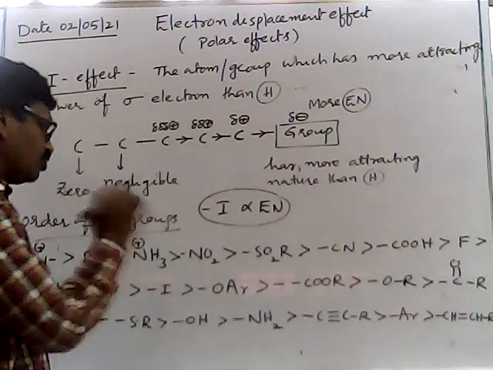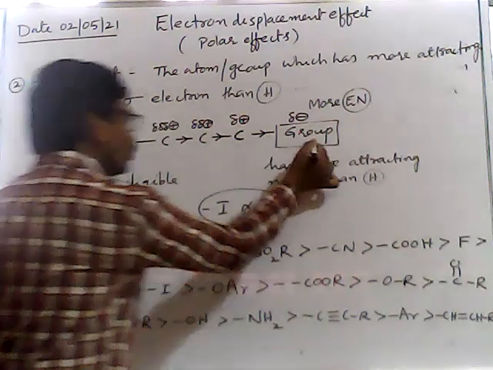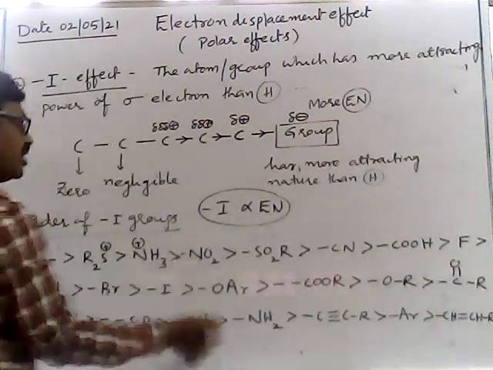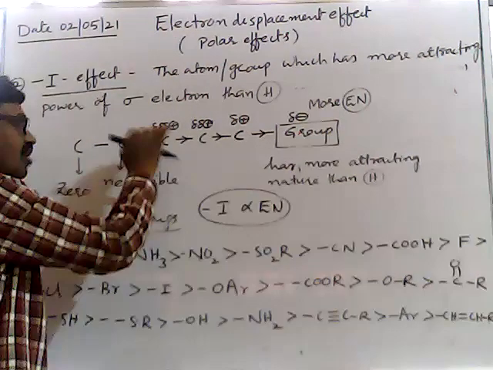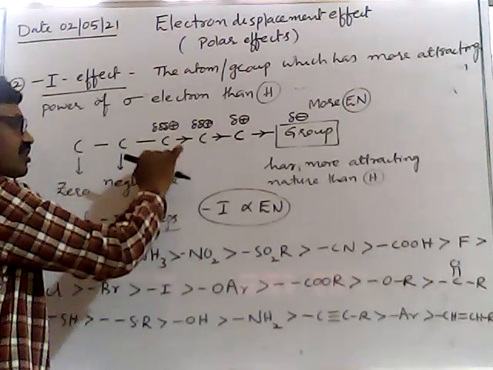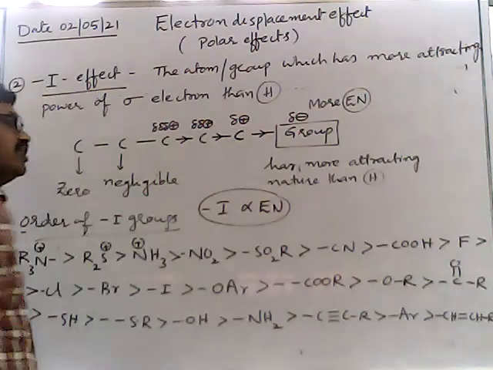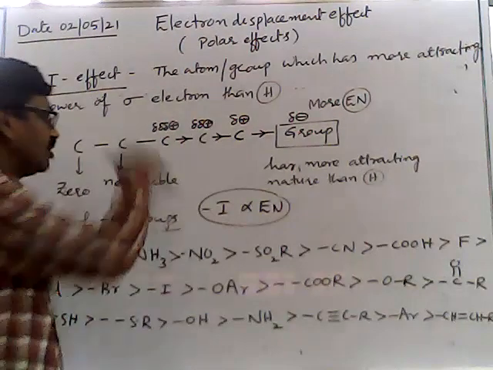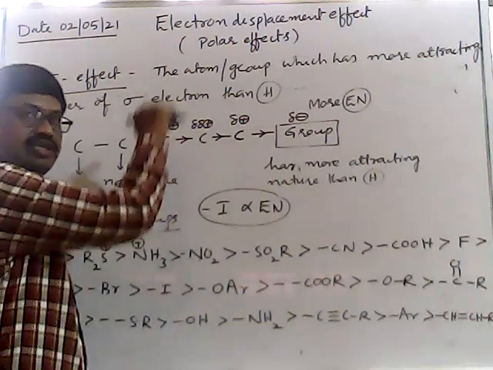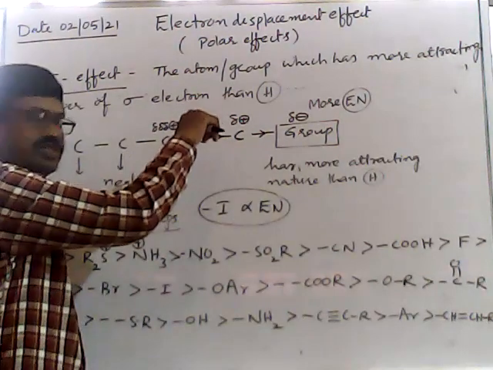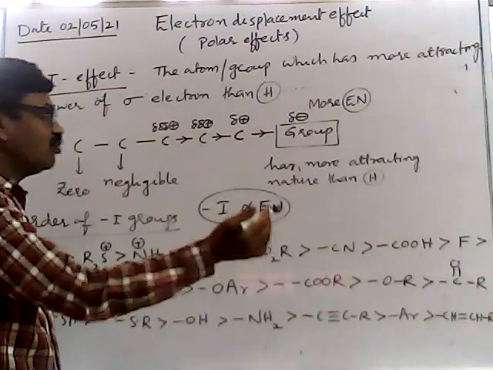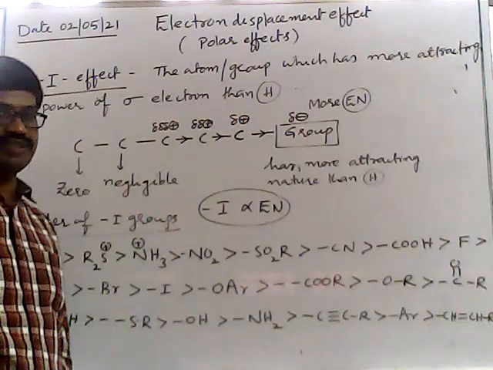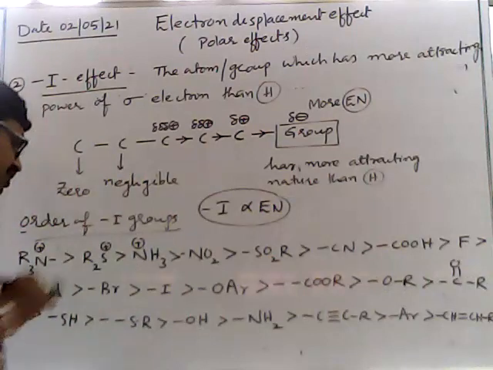So all these groups we have to remember. Here I have written the group; among these, any one you can write here, so that all the electrons present in the carbon chain, which are sigma electrons, are transferred towards the group side. When sigma electrons are displaced towards the group, it is the minus side. If sigma electrons move away from the group, it is the plus side. So these are the different groups.